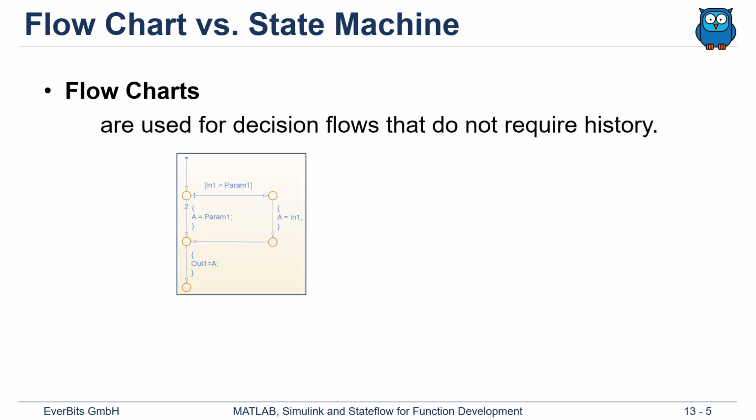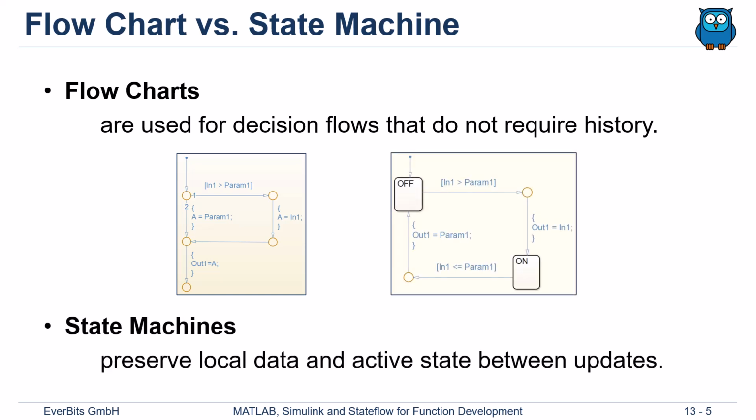So the flowcharts are very simple graphical representations of program paths, and they are used for decision flows that do not require history. So there is no internal state. It means this kind of programs are re-entrant and reusable, because basically you do not need to save any variable in the global memory. If you want to save some kind of a state in a global memory, then you need to use the state machines.